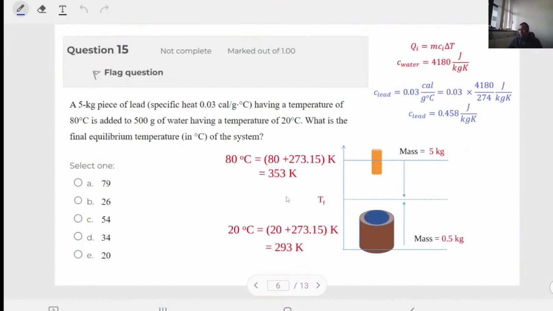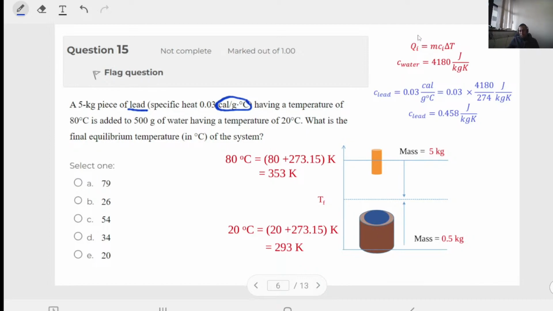The same here. Question number 15, also almost the same. It says a 5 kilogram piece of lead, at least it's different now, with a specific heat capacity of 0.03 calorie per gram per degree centigrade. This is a very bad unit. You must convert it to the appropriate unit. I've done it here. Having a temperature of 80 degrees centigrade is added to 500 grams of water having a temperature of 20 degrees centigrade. The same is true here, but it's lead with water.